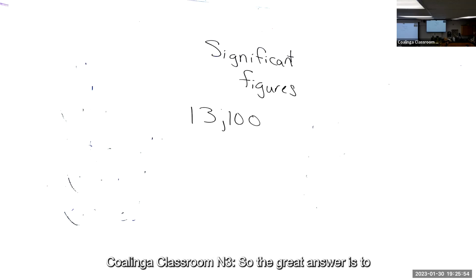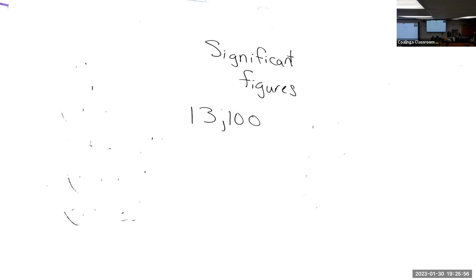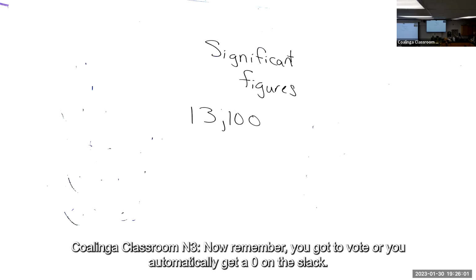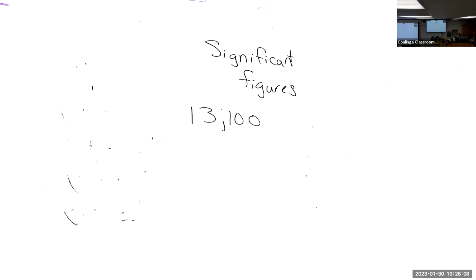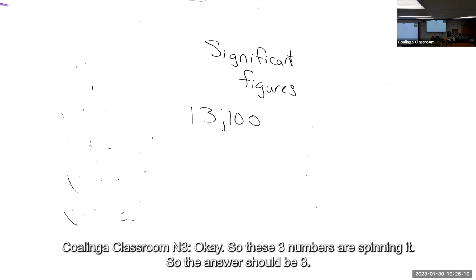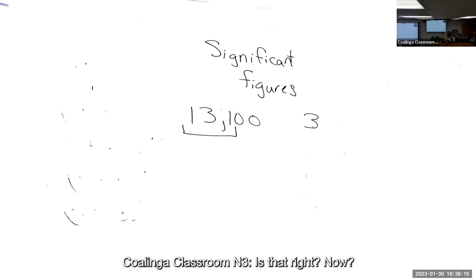Okay, so the correct answer is 3. 1, 2, 3. Now remember, you gotta vote, or you automatically get a 0 on this lab. See how it works? This is a democracy. You vote, right? So these 3 numbers are significant, so the answer should be 3. Did you get that written down? Wait, I thought you said 0 back. That's right, they're not significant, right? So 1, 2, 3. So the answer would be 3 significant figures.